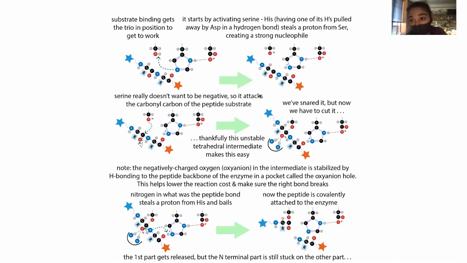So remember, we have to regenerate everything with an enzyme. And so it's going to take this histidine, the proton that the histidine had taken from serine, the nitrogen is going to now take it. So you get this nitrogen protonated on its way out. And now you have the peptide covalently attached to the enzyme. So the first part gets released, but the N-terminal part is still stuck. And so now we need to resolve that.